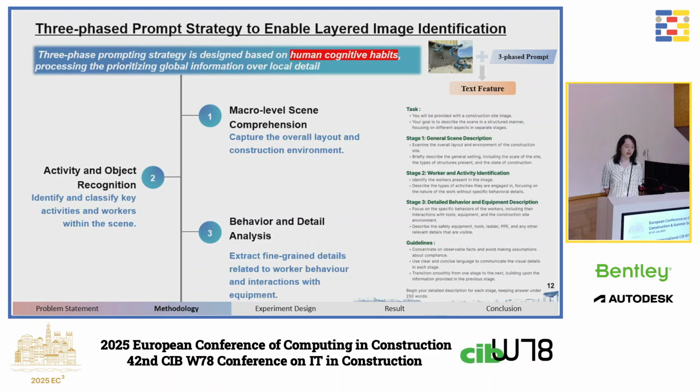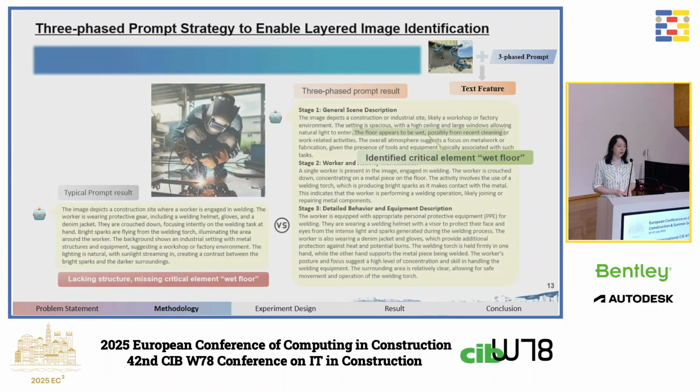In phase two, we get the VLM to go deeper into major activity and object detection. And in phase three, we focus on very detailed analysis, like the interaction between the workers and the equipment in the construction site. This structured prompt output provides a foundation for precise retrieval of regulations.